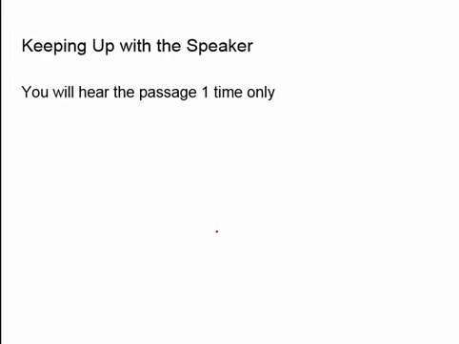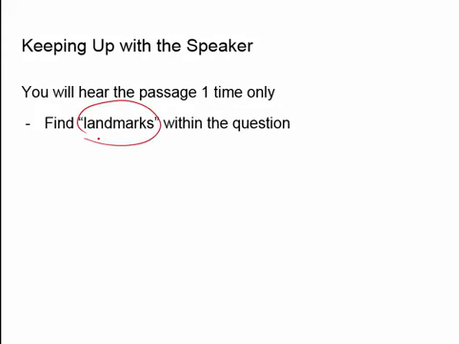It's not easy. So a key strategy that we will discuss in detail in a future lesson is to find landmarks within each question before you listen. A landmark is something that you find within a question to let you know what you should be listening for within the passage. This works because on IELTS passages, answers always come in order. That means that you will hear the answer to question 1 before you hear the answer to question 2, and you will hear the answer to question 2 before you will hear the answer to question 3. All of the answers come in order as you listen.